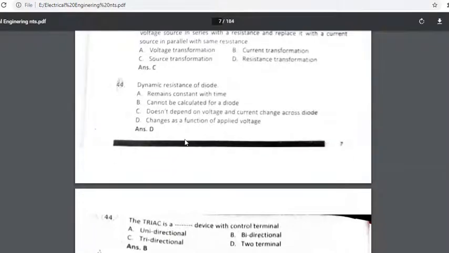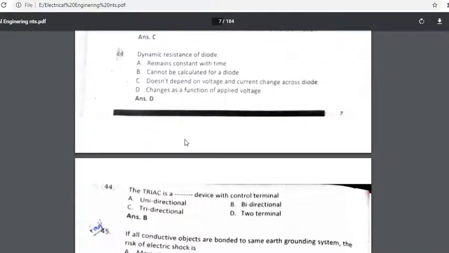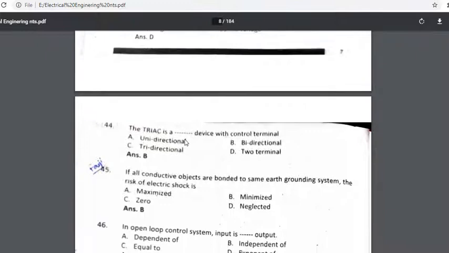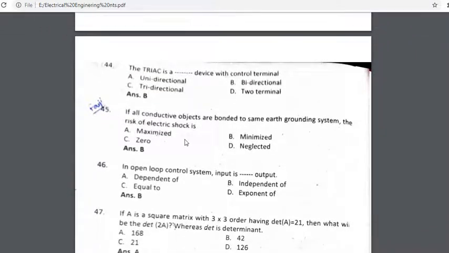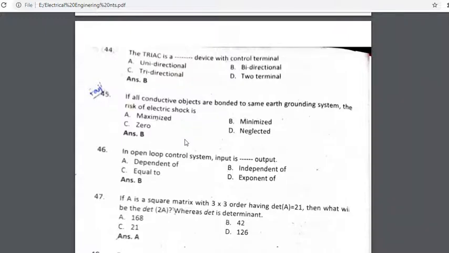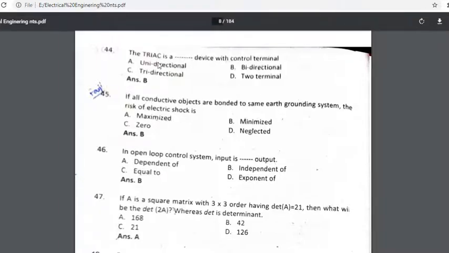In the 44th, the dynamic resistance of a diode is what? It changes as a function of applied voltage. In the 44th, the triac is a what? Bidirectional device. The word triac is derived from tri and AC. So in this you can have AC current in both directions. So it is a bidirectional device.